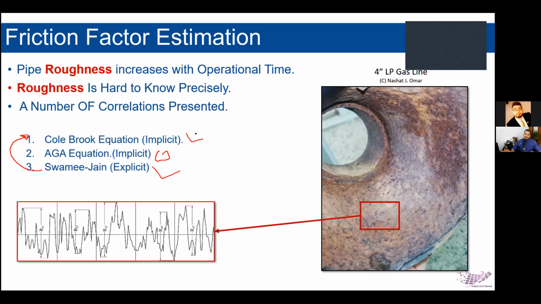If we take a macroscopic look at this area, which is encircled in red, you can see there is a profile change in it. This is the roughness that does the friction and reduces the pressure.